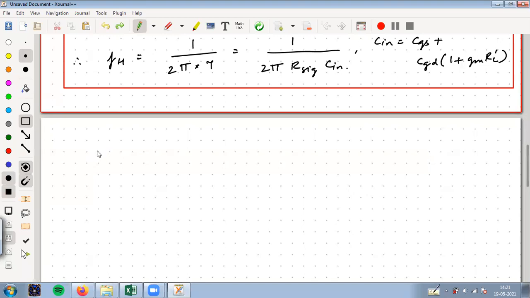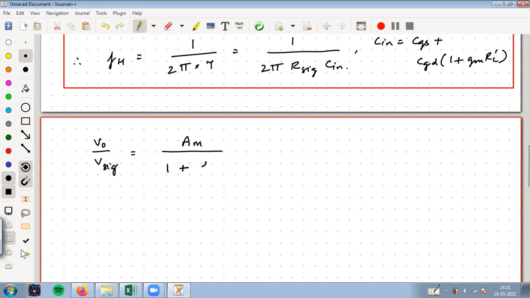I can write V naught by V signal is equal to AM, the midband gain, divided by 1 plus S by omega naught. Remember, this is the general form for low pass filters. For high pass filters, it is like this: AS by 1 plus BS. But for low pass filters, it is like this: A by 1 plus BS. Okay, general forms are ready.